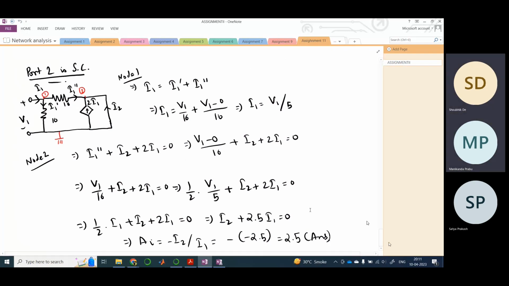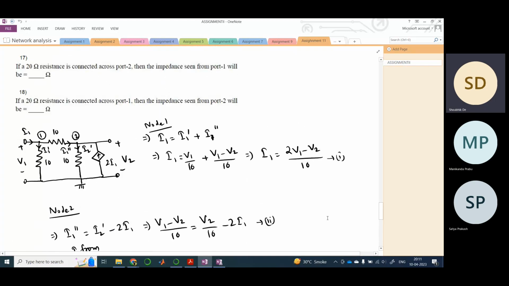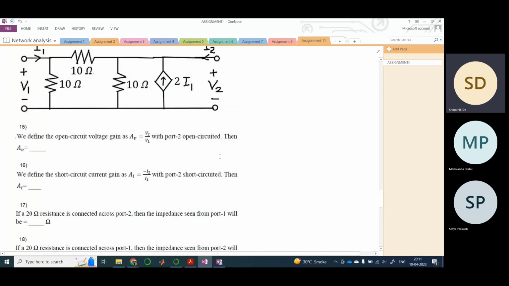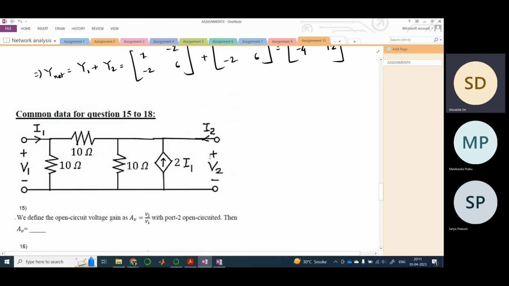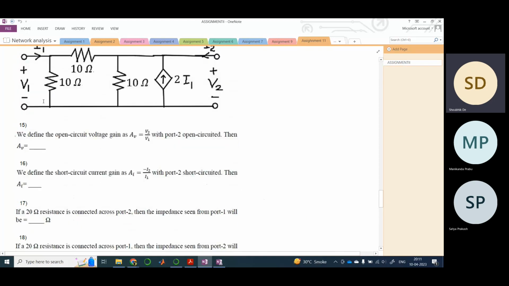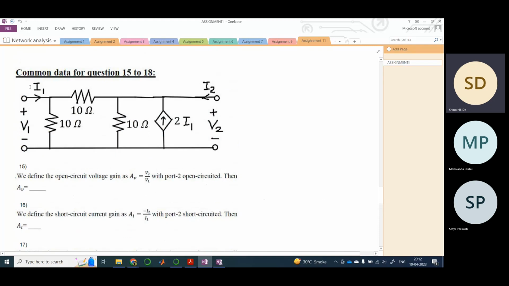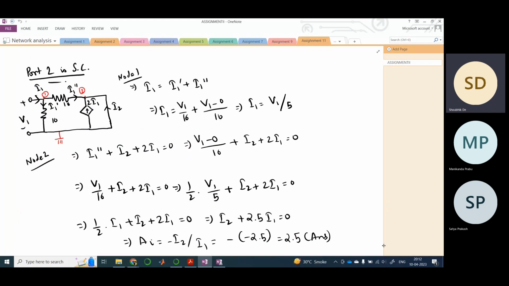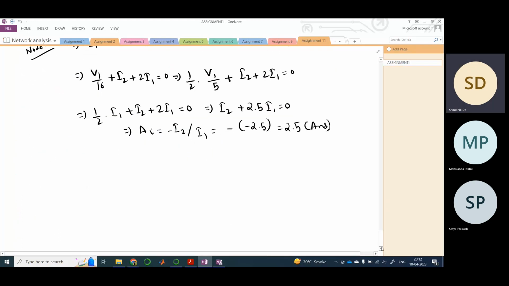Yes, sir. Clear. Okay, so now going to the next question. They have told if a 20 ohm resistance is connected across port 2, then the impedance seen from port 1 would be. So here there is a 20 ohm resistor connected. What do you mean by the impedance seen from port 1? It is nothing but the input impedance, so it's nothing but V1 by I1. So it's nothing but Z11 in a way, right? Having understood this, let us now solve it.